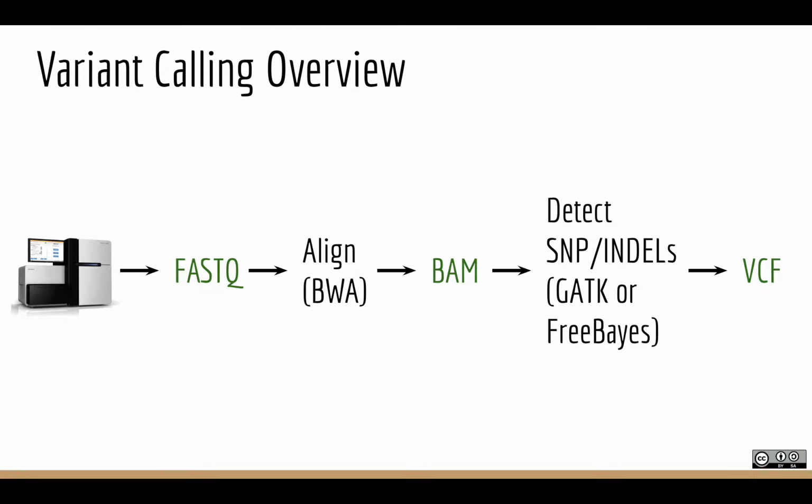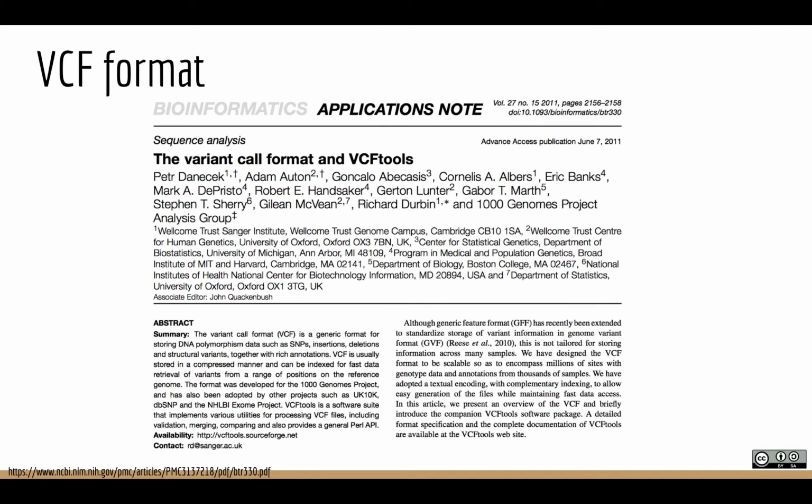All right. So as a reminder, we're starting with FASTQ files. We align them, we get a BAM file, and then we run tools like GATK or Freebayes, and we get this so-called VCF file. And VCF stands for variant calling format.